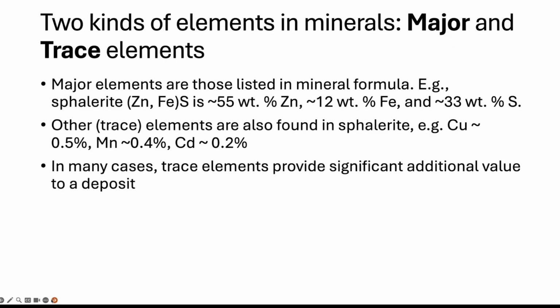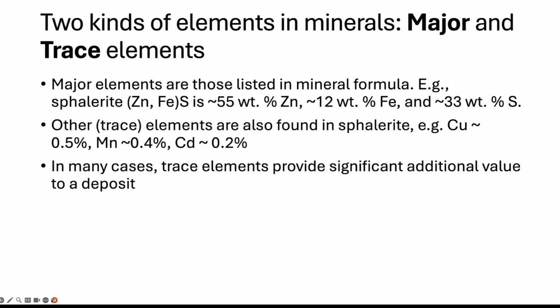All right, so there are two kinds of elements that we can talk about: major and trace elements. Major elements are those listed in the mineral formula. For example, sphalerite is 55 weight% zinc, 12 weight% iron, and 33 weight% sulfur. Those would be the major elements in that mineral.